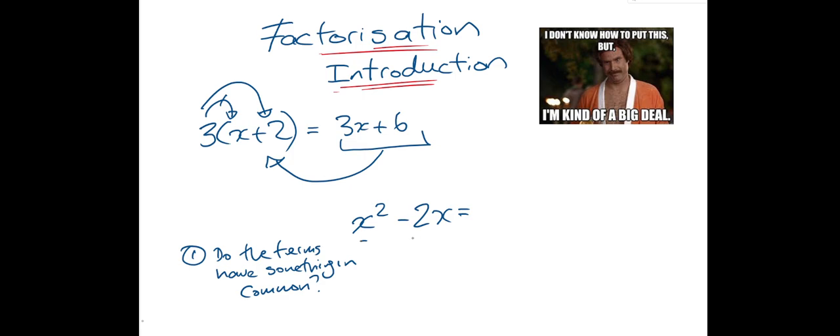Well, this is the first term, this is the second term. Obviously there is an x in common here, and it's not like terms anymore. Is anything in common? We're going to take that out. Okay, it does. So these both have x as a common variable. So I'm going to take that x out. So I'm going to say, okay, x times what gives me x squared? That would be x. x times what gives me negative 2x? Well, that would be negative 2.